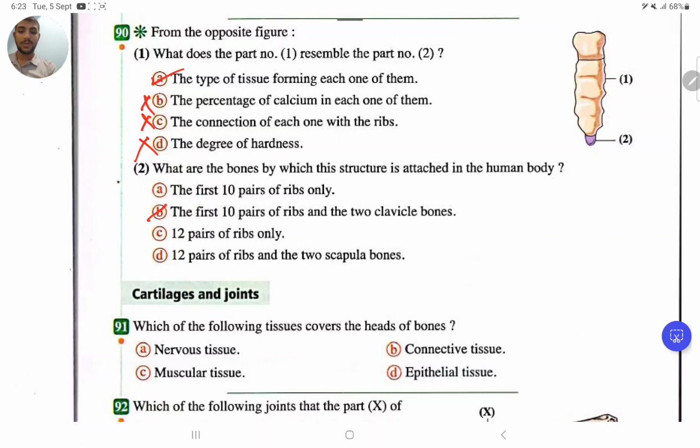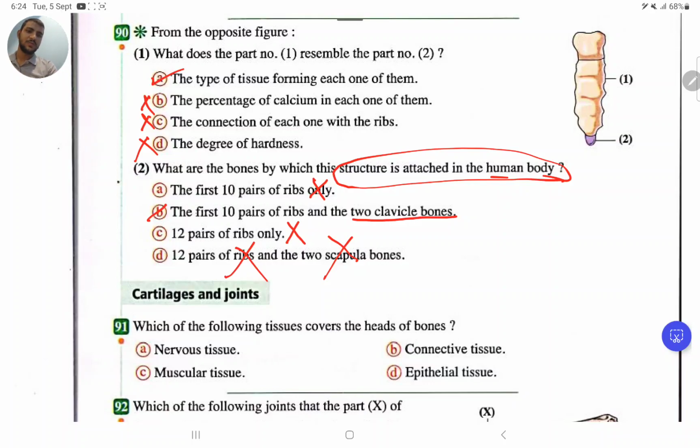Next, the bones to which the structure is attached in the human body. This structure is attached to the first 10 ribs only, and the first 10 ribs and 2 clavicles. The first answer is correct but only strong. And when you add the clavicle bones, which are the attachment of the axial skeleton and appendicular skeleton, 12 pairs of ribs only? No, it's 10 only, not 12. 12 pairs and 2 scapula bones, not scapula at all, and not 12 at all. So C and D are completely wrong.